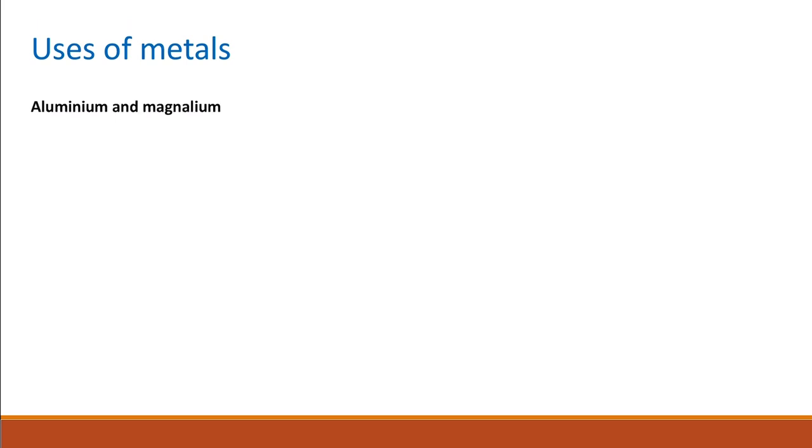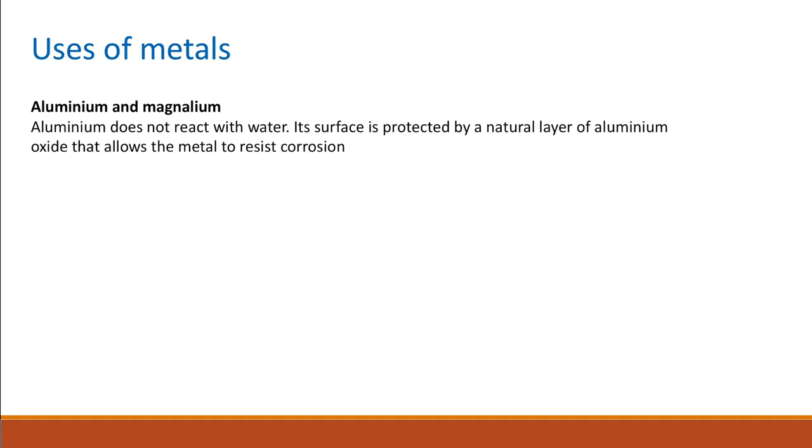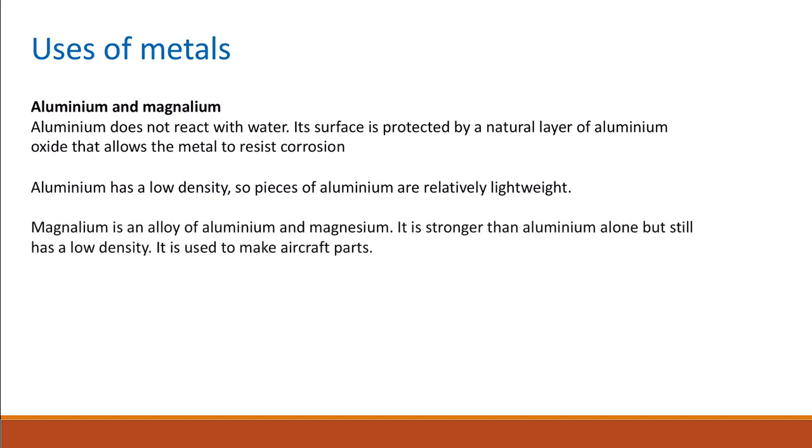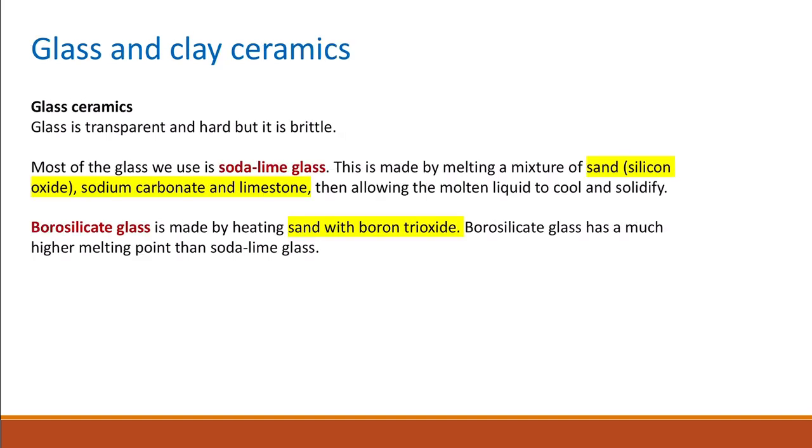The difference between aluminium and magnesium alloys. Aluminium is simply the metal aluminium. Aluminium does not react with water. The surface is protected by a natural layer of aluminium oxide. We use aluminium foil for cooking or in our households, and it's relatively lightweight. Magnesium alloy is an alloy of aluminium with magnesium. It still has low density but it's stronger than aluminium itself.